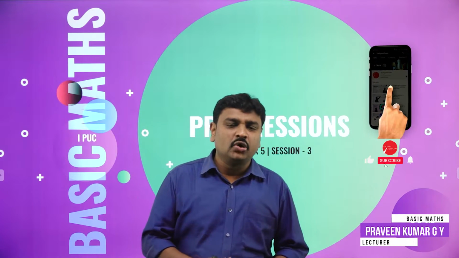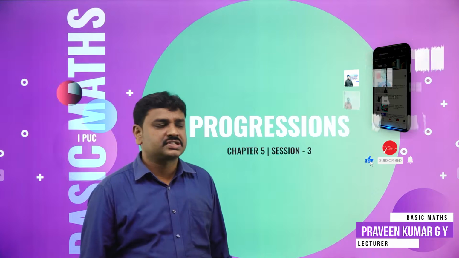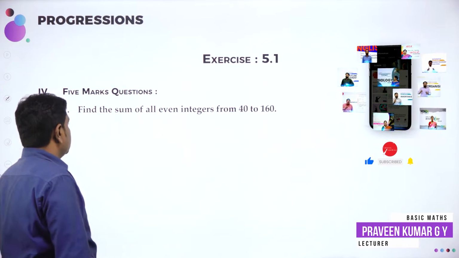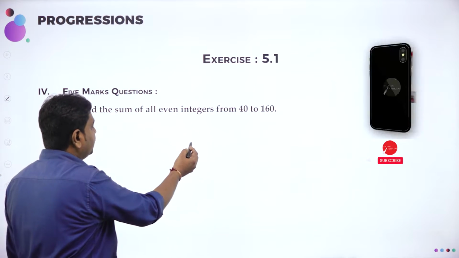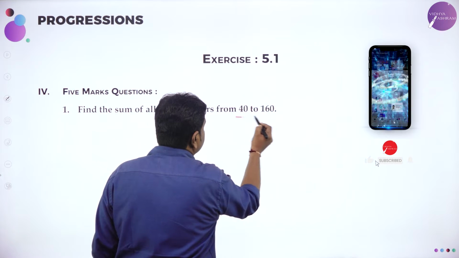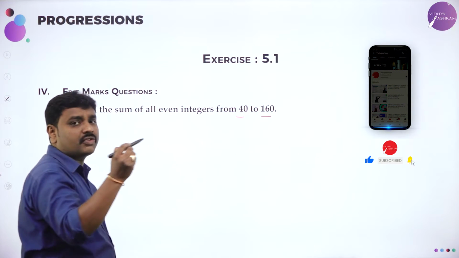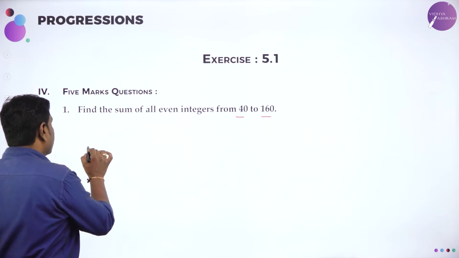Welcome to the session, dear students. Now we'll go ahead with the problems of progressions. So now 5 more questions. Find the sum of all even integers from 40 to 160. They want you to find the sum of all even integers from 40 to 160.